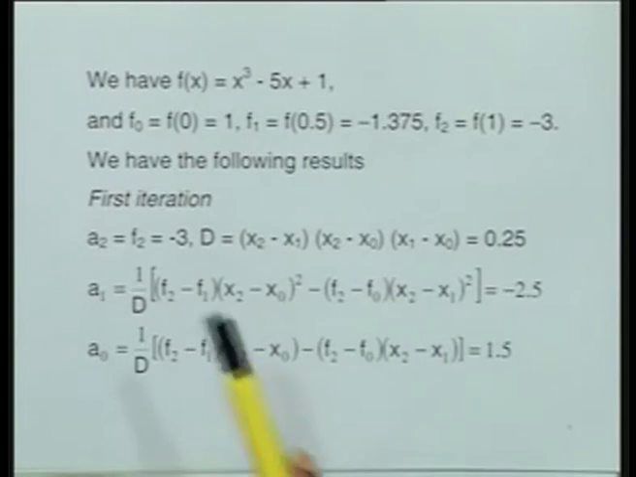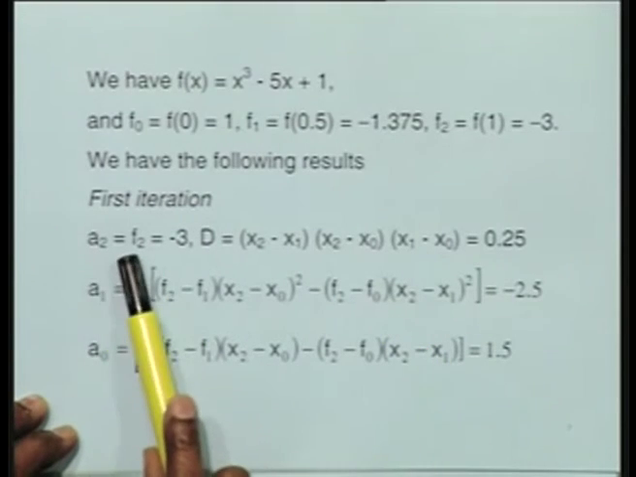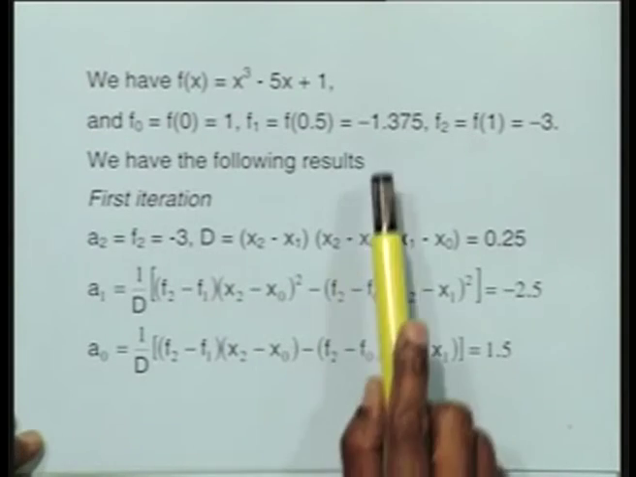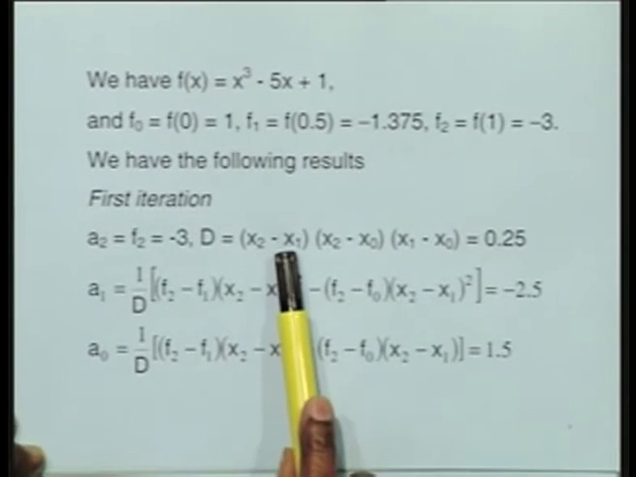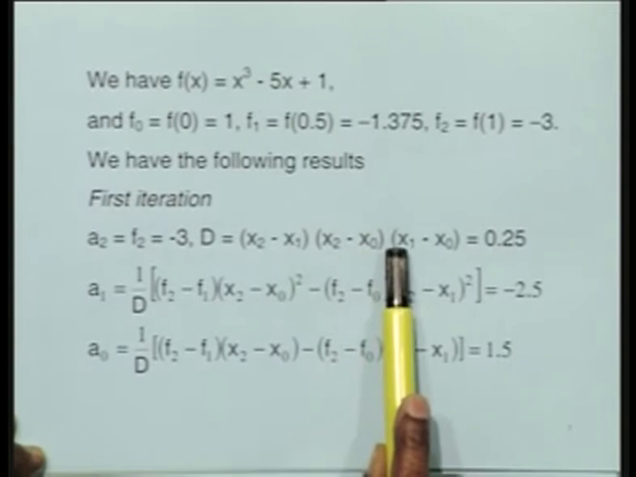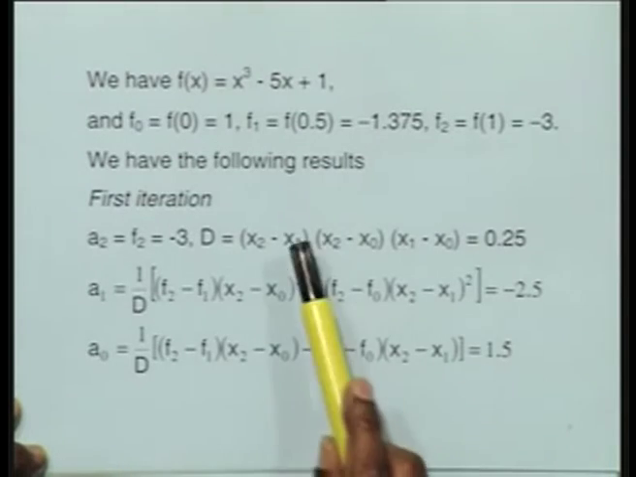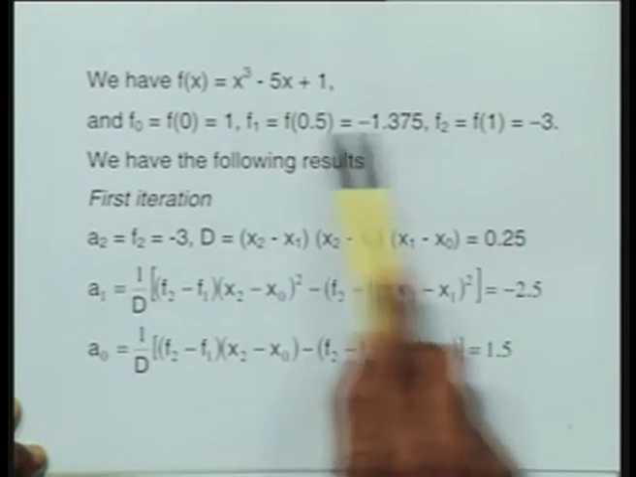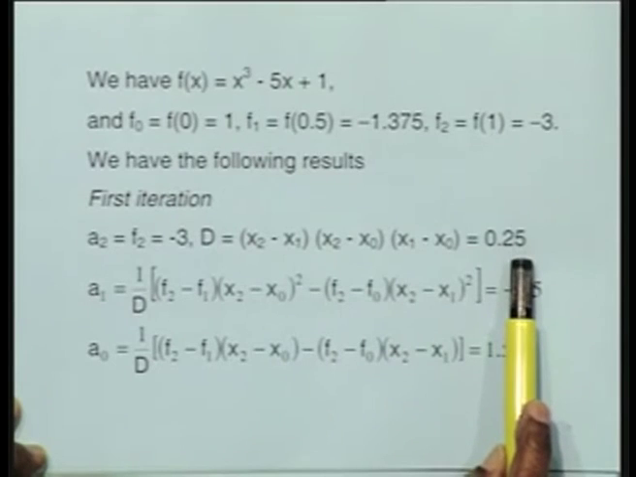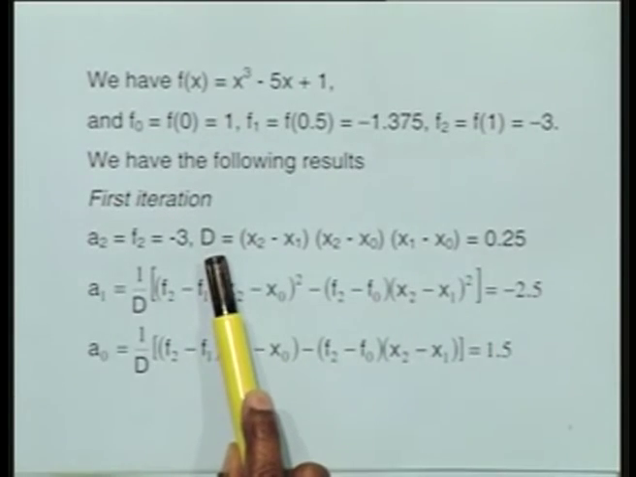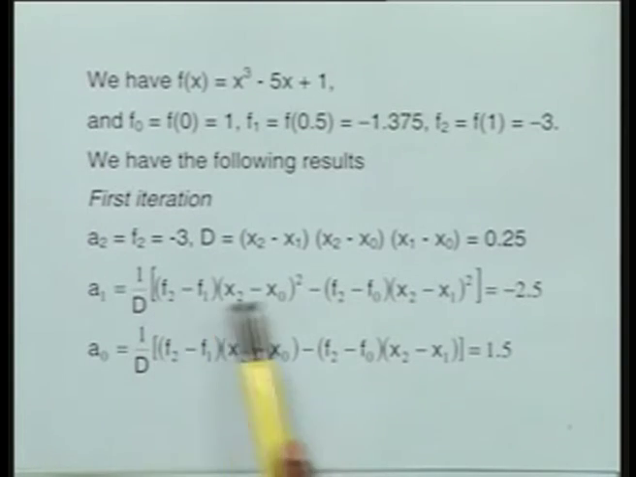Now if you remember, a2 is computed as f2, that is minus 3, then we said the denominator is starting with x2, x2 minus x1, x2 minus x0, x1 minus x0. So I am starting from x2 and then taking all the subtractions from all the remaining approximations, and this of course I can compute easily, it comes to 0.25. Once the denominator is obtained, then the numerator also forms in a particular way of writing it.